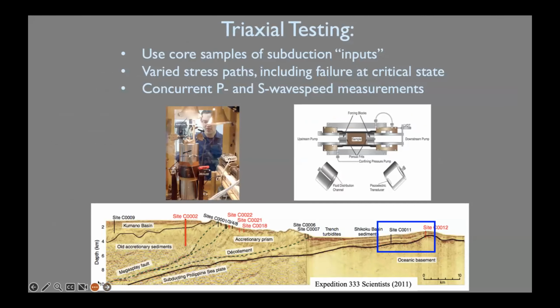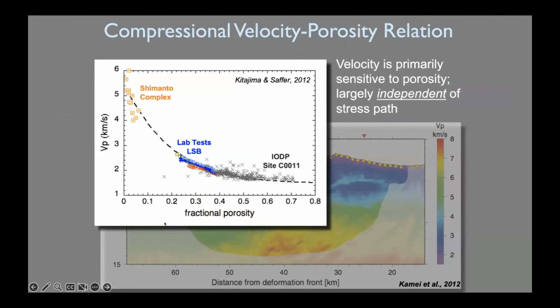And so we do this by conducting experiments in the laboratory to measure P-wave and S-wave velocities as a function of stress path and porosity. And this allows us to map P-wave velocity to porosity, which does not depend on stress path. So all these different colors are different stress paths. And so to first order, P-wave velocity doesn't care how you got there. All it cares about is what the porosity is. So that's very helpful and sort of simplifies the problem.